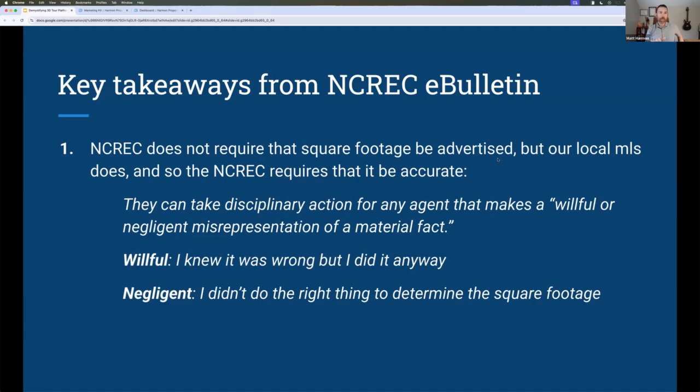They said under this fact one that they can take disciplinary action for any agent that makes a willful or negligent misrepresentation of a material fact. So with willful, the example I like to give is, let's say Kate asked me to measure a house and the seller had said, hey, it's 3,000 square feet and we want to make sure we're not under 3,000 square feet. And I turn in a sketch that says it's 2,800 square feet. And Kate's like, you know what? I'm going to pretend like I didn't get that email. I'm just going to delete that. And I've got this old sketch from the seller that says 3,000 square feet. So we're going to go with that.